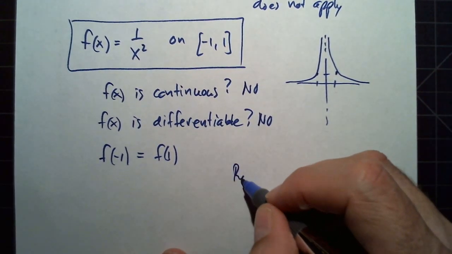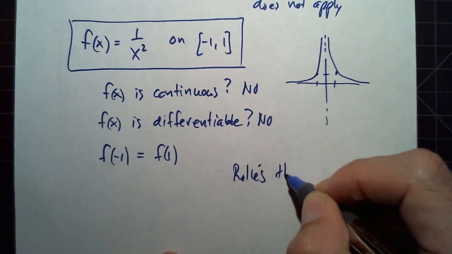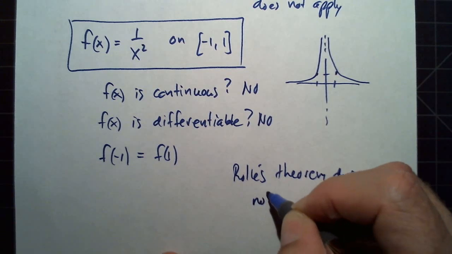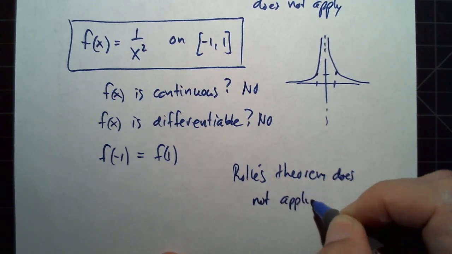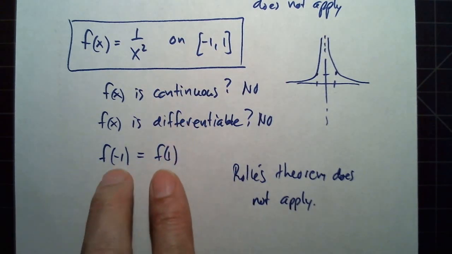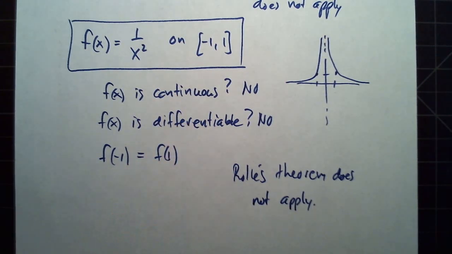So Rolle's theorem does not apply. If the function were continuous and differentiable and the y values were equal, then we would say there must be a slope of 0 on the interval. And we'll stop there.